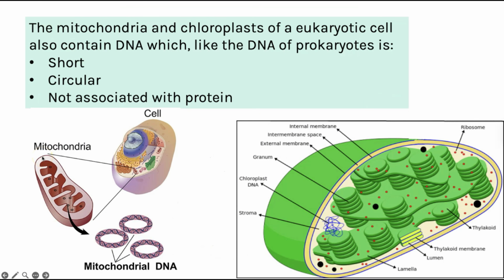There is also DNA inside of the mitochondria and inside of chloroplasts, which you learn about in topic 2. The mitochondria and chloroplasts within eukaryotic cells contain DNA which is very similar in structure to the DNA that you get in prokaryotic cells. The similarities are it's very short, it's circular, and it's not associated with proteins. So that is the property of the DNA in mitochondria and chloroplasts, and that is a similarity to the DNA in prokaryotes.